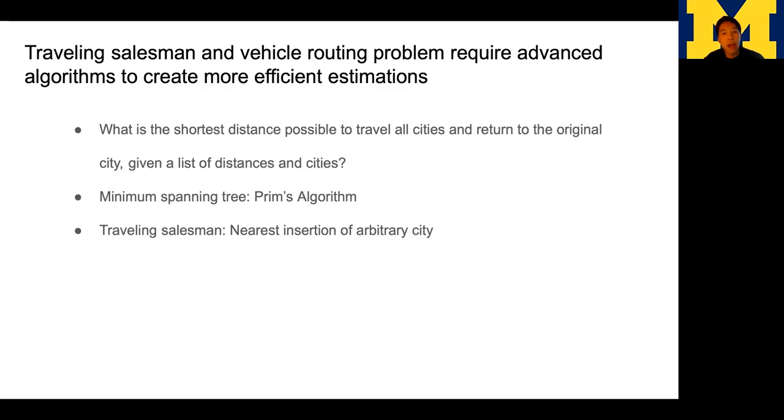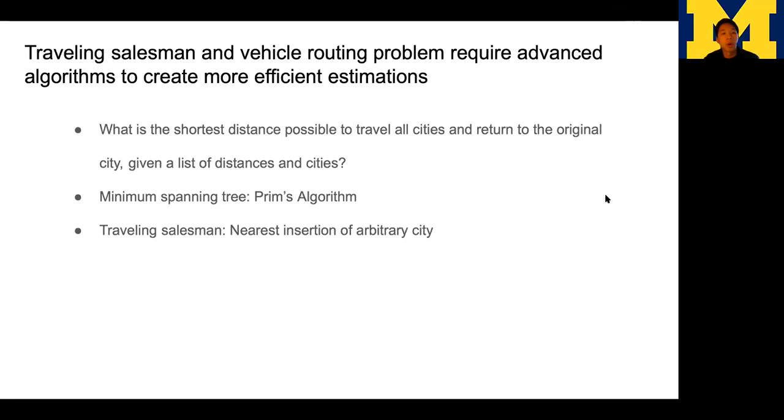So two ways we can estimate this is using the minimum spanning tree, where we try and find a graph that connects all nodes or cities possible using the given edges. This algorithm uses a greedy approach, and it adds the lowest cost edge to connect a new node until all nodes are connected. Another one is nearest insertion of an arbitrary city, where we select a node and insert that node into the route so that the distance between the two adjacent nodes is at a minimum.